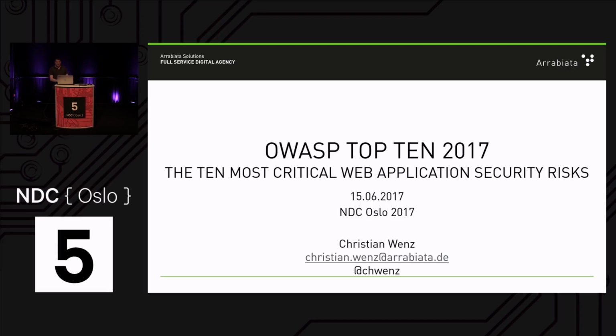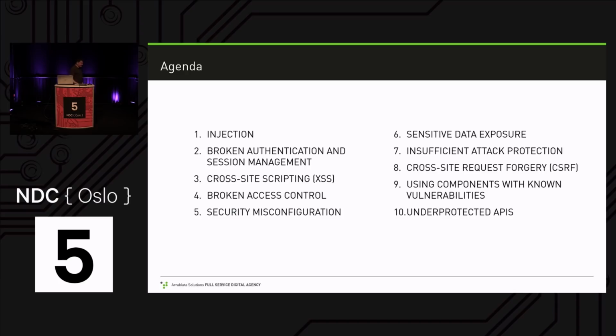And talking about the agenda, basically that is the agenda. That's the 2017 top 10 list as of release candidate 1. I expect the final version to be released in fall, but the order of the risks and also the names of the risks, I think they should not change. So we have injection, broken authentication and session management, cross-site scripting. And these 3 items are the same items as in the previous list. And then there are some subtle changes.